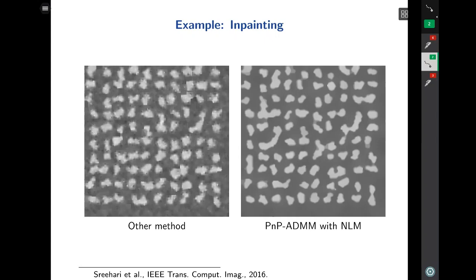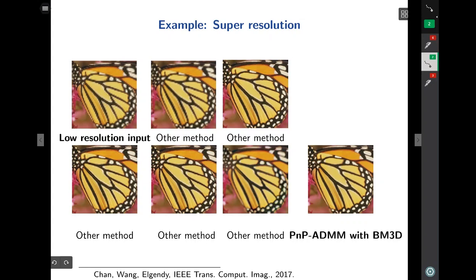Chan et al. consider the problem of super-resolution, where the method is provided with a low-resolution input, and the goal is to recover a higher-resolution image. There are many other existing methods for this problem, and they all do a reasonable job at constructing a high-resolution image. However, plug-and-play ADMM with the modern denoiser BM3D produces the cleanest output.